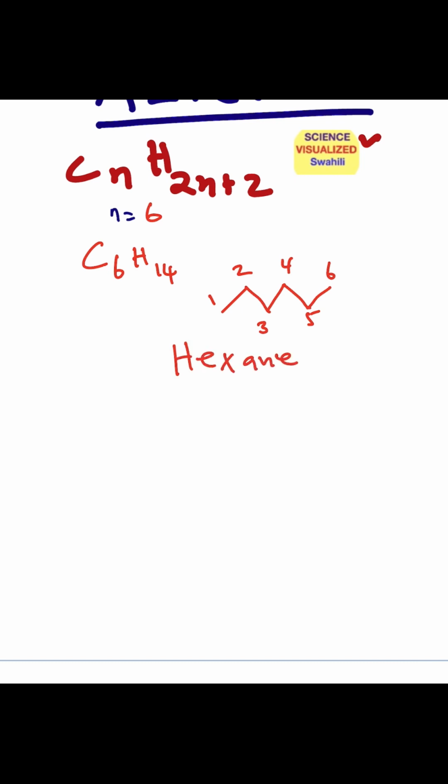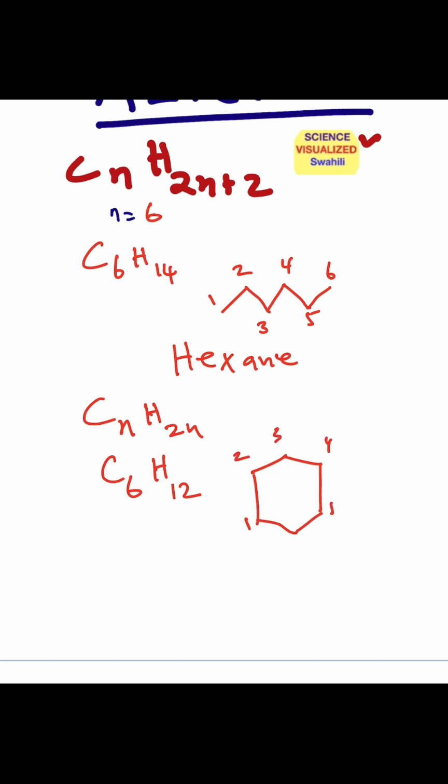For cyclic systems, the formula is CnH2n, so that will be C6H12. And the structure for that will be this: 1, 2, 3, 4, 5, 6. And the name for that is cyclohexane.